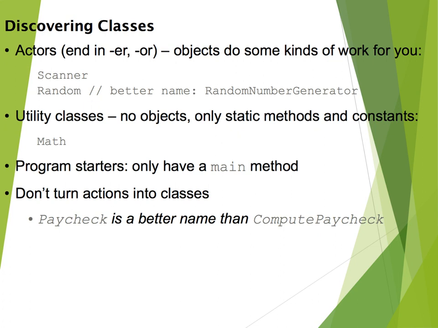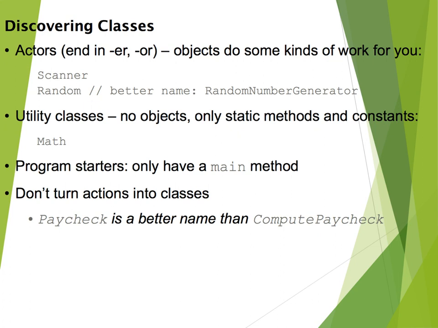Another specific type of classes in Java is the program starter. The starters are classes that only have a main method. And as you know, the main method is the first method that is called in a program. That's why we call that class a program starter.